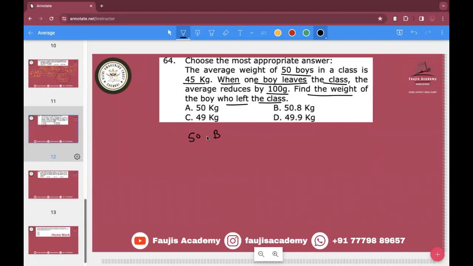There are two ways to solve it. Okay, 50 boys are there, and 45 kg or 45,000 grams is the average weight. So how much is the total? 2,25,000 grams. Right. When one of the boys left, 49 boys remain, and this much into the average reduces by 100 grams. So how much is that? Can someone please calculate and tell me?